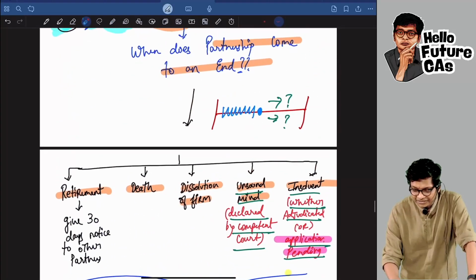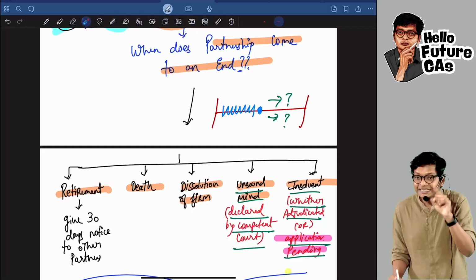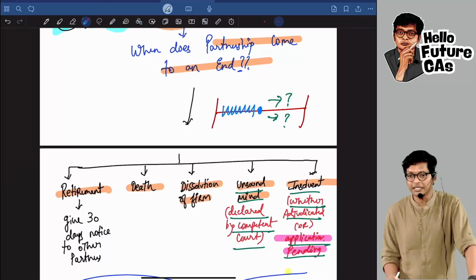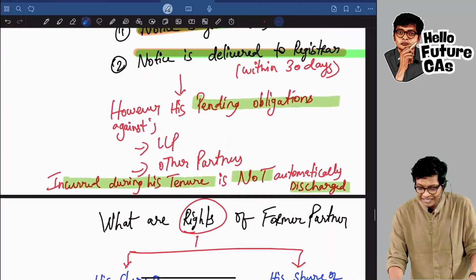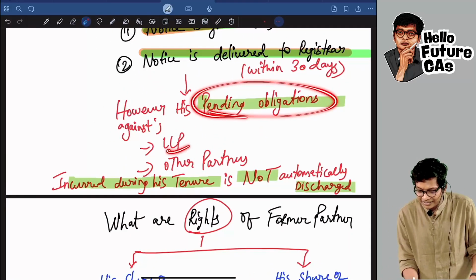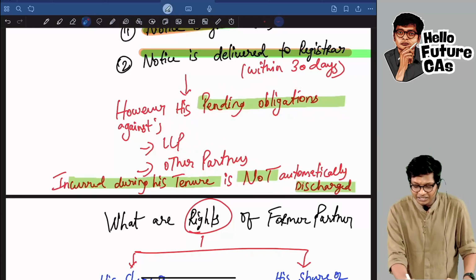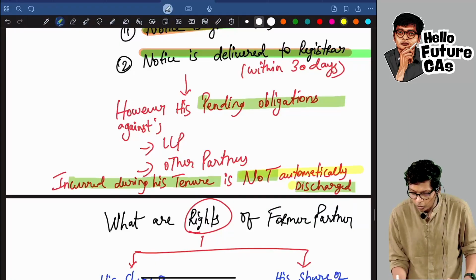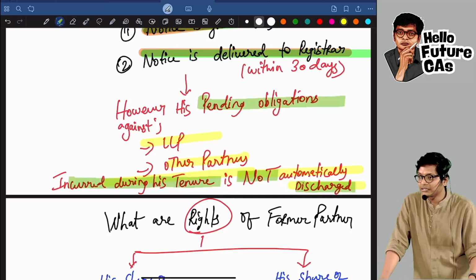Until he leaves, all the old liabilities he still has to pay. But after he leaves, he doesn't have to pay anything. Correct? That will be done only after giving notice. So look at this. His pending obligations against the LLP and other parties are not automatically discharged. Just because you leave the LLP does not mean your old obligations are discharged. You have to complete them. Are you following, guys? Understanding?